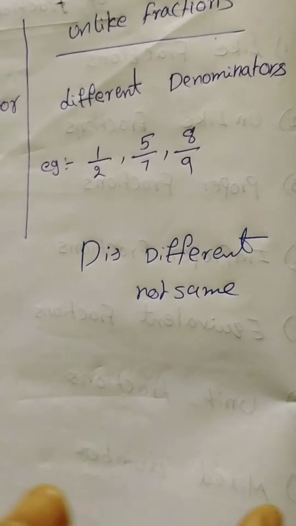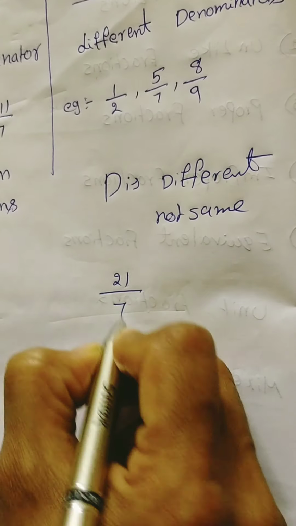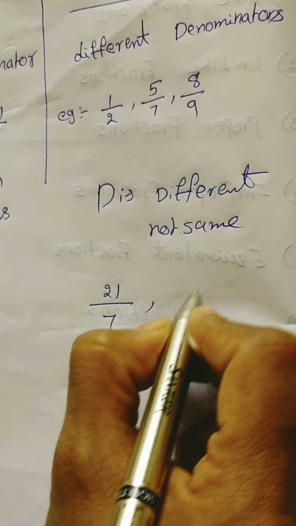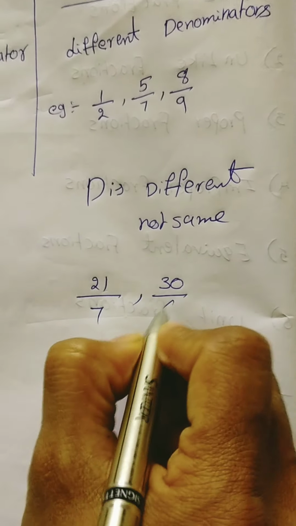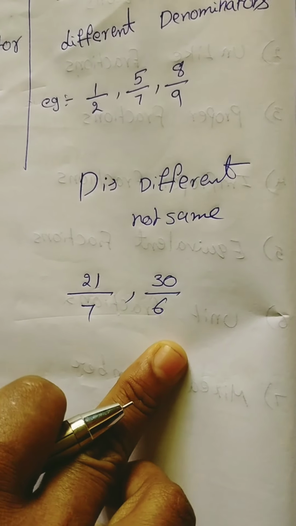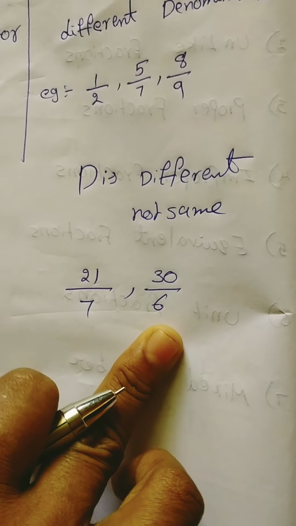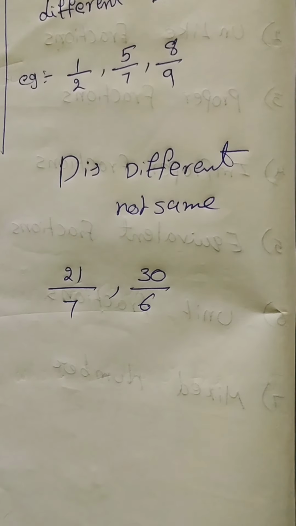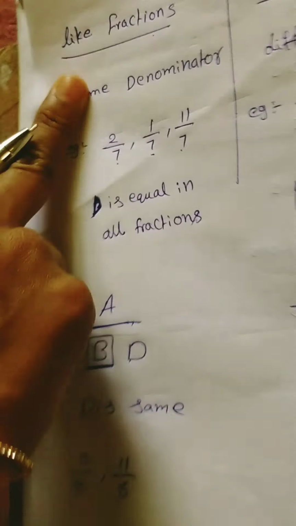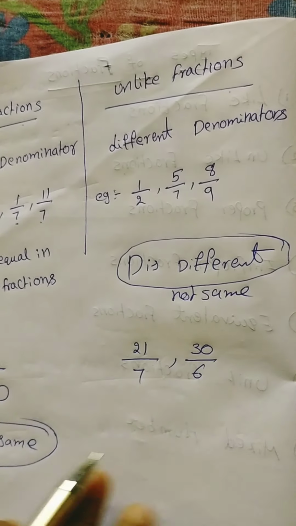Let us take another example: 21 by 7 or 30 by 6. These denominators are different, so these two fractions are called unlike fractions. Again I repeat, what is a like fraction? Like fraction means D is the same. Unlike fractions means D is different, not the same.